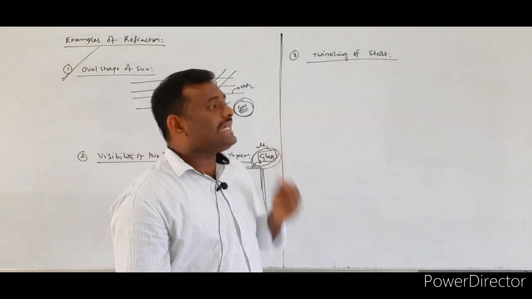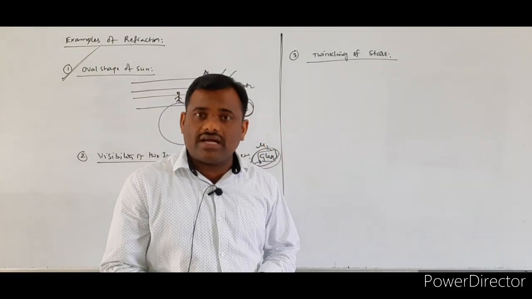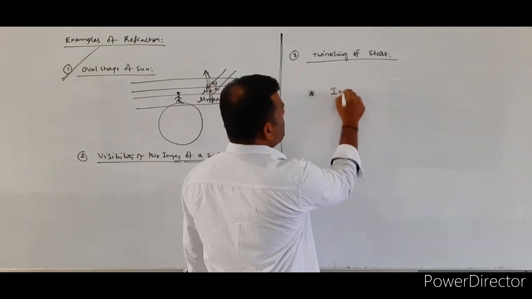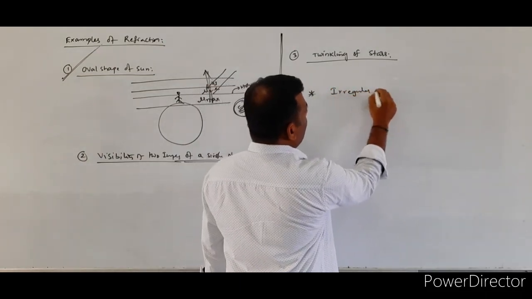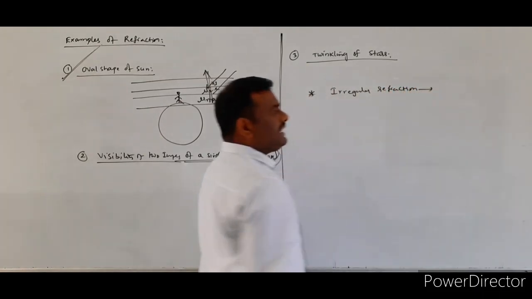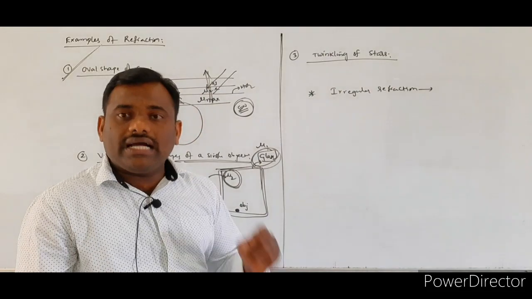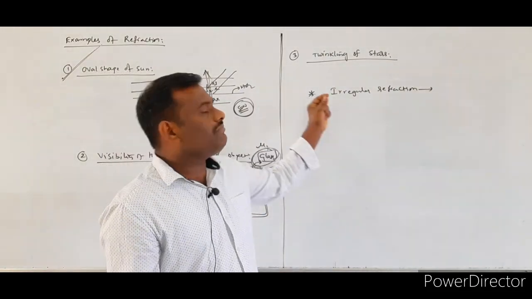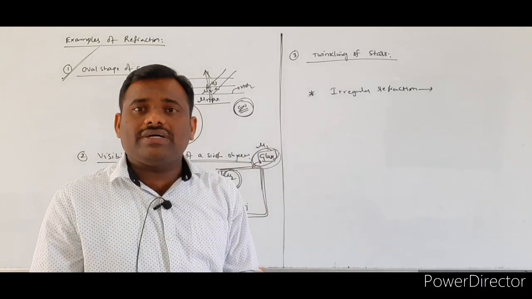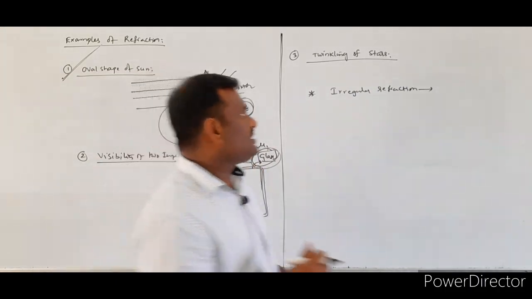So what is the reason behind the twinkling of the stars? The reason behind the twinkling of the stars is irregular refraction that takes place within the atmosphere.